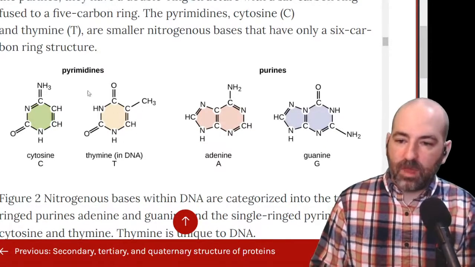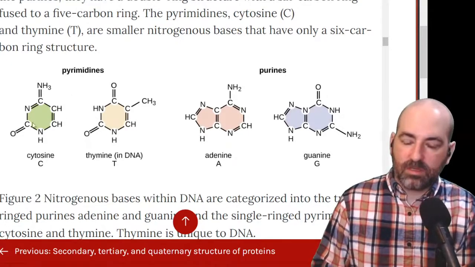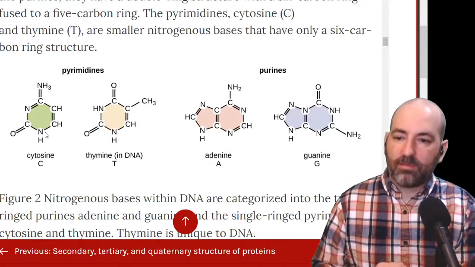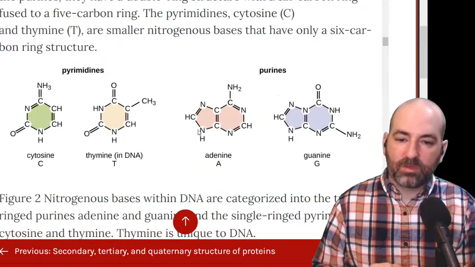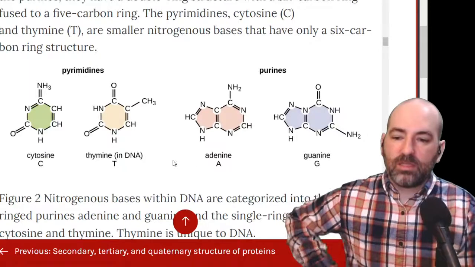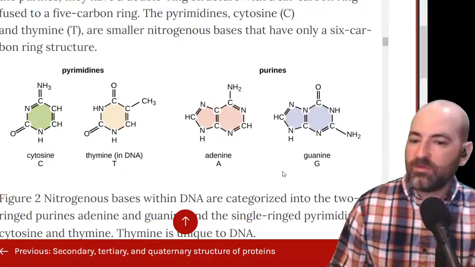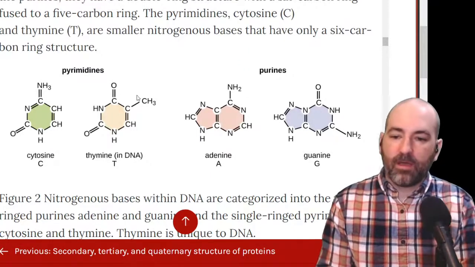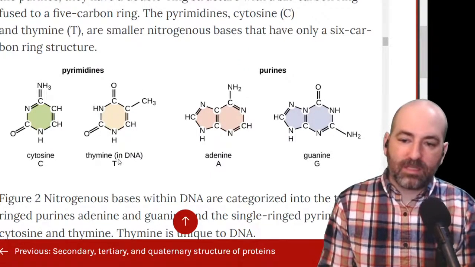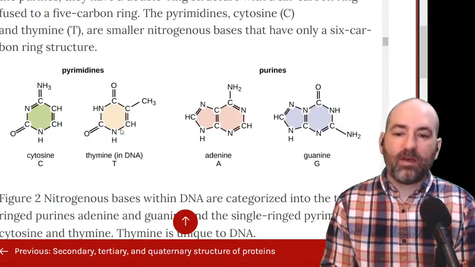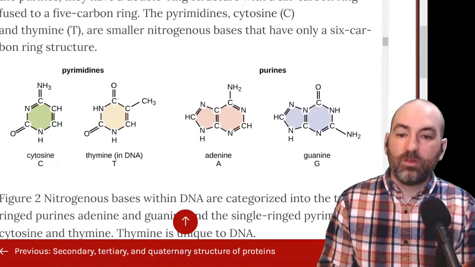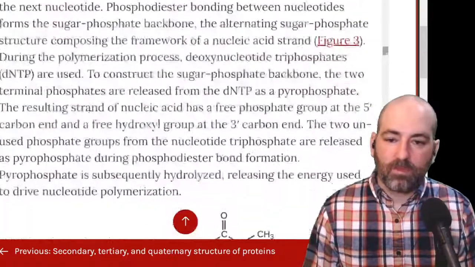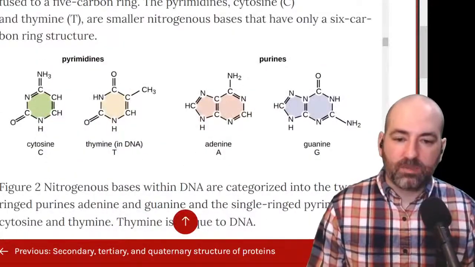And 2 of them are the pyrimidines, which just means they're these 6-membered rings with 2 nitrogens in them. And then you have the purines, which are these bigger ones. Cytosine, thymine, adenine, and guanine are generally abbreviated by their first letters: C, T, A, and G. In RNA, instead of thymine, we have a similar base called uracil, with a U. All right, so then how are these things put together?